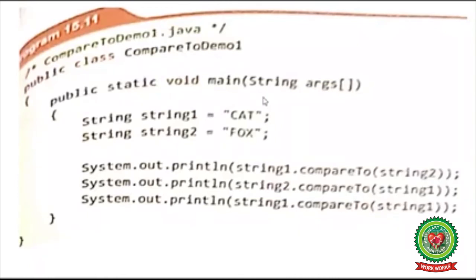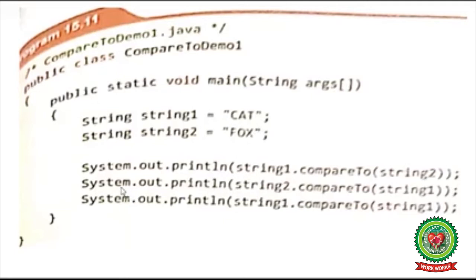Now let's understand program 15.11. Here we have created a program named CompareToDemo1. Now, two string objects are there, string 1 and string 2. String 1 is having a string named CAT and string 2 is having a string named FOX. Now we are going to print their result. So when I write System.out.println(string1.compareTo(string2)), then it will compare CAT with FOX.